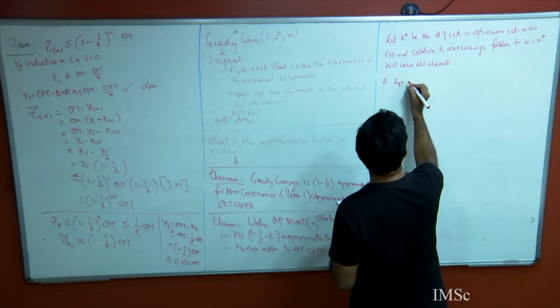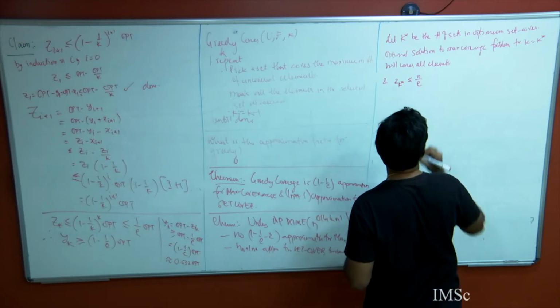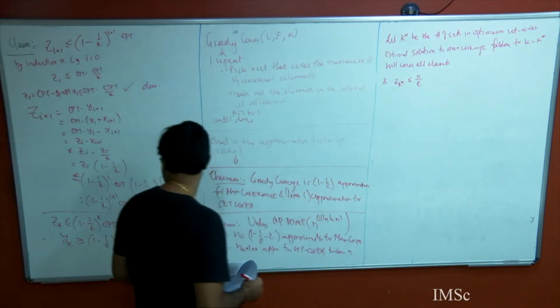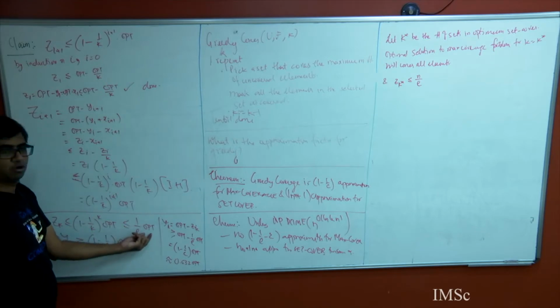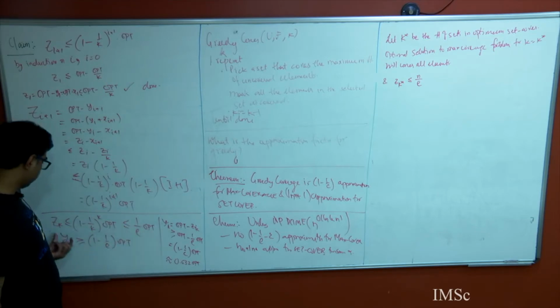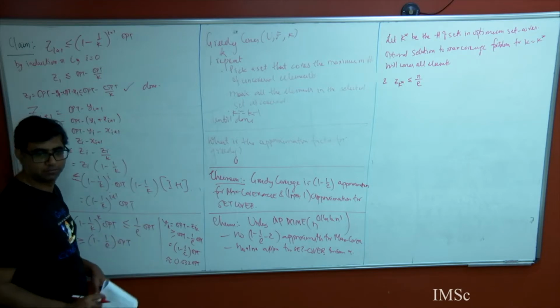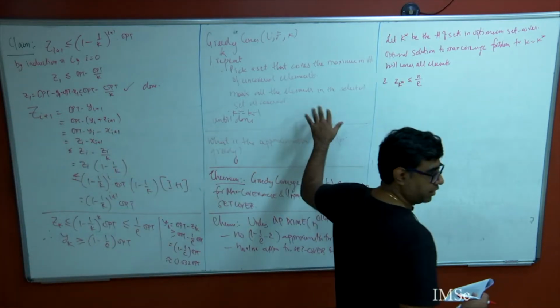And z K star will be less than or equal to n over e. Like z K is 1 minus 1 over e of opt, and opt is n. So z K star is going to be n over e, if you are going to run this greedy algorithm.